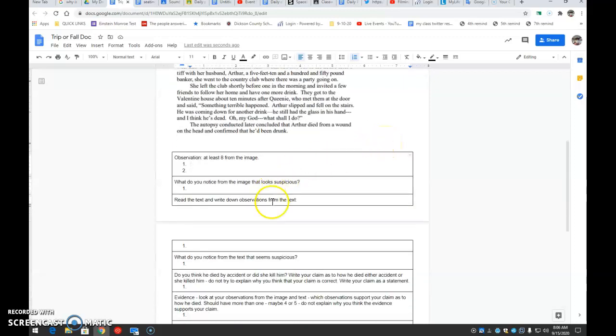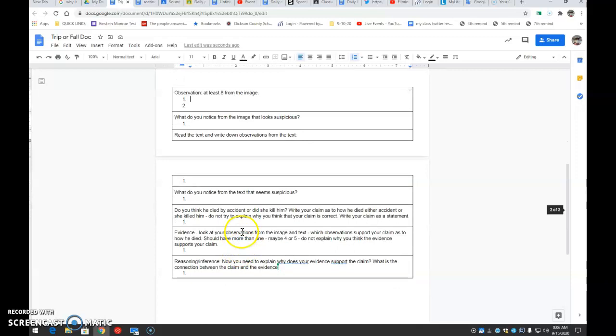All right, so then you're going to go on and read the text, and you're going to write down observations from the text. I haven't given you a limit or maximum or minimum on this, but obviously there should be a lot more than just one. Then on the next one, you're going to write down the things from the text that you think are suspicious, and they may overlap with the answers from the part where you just wrote observations from the text. So there could be things here that are in both blanks.